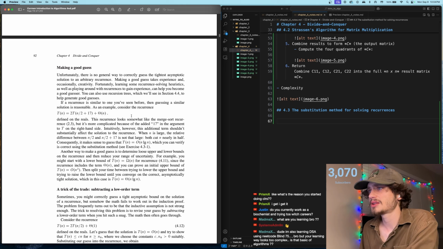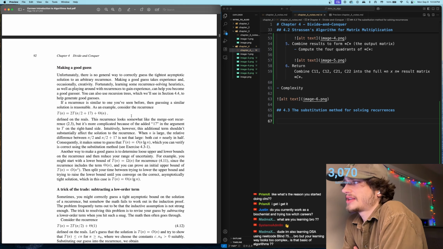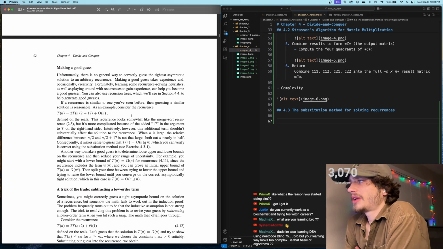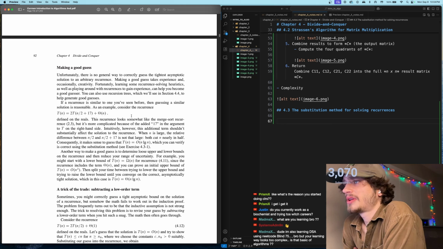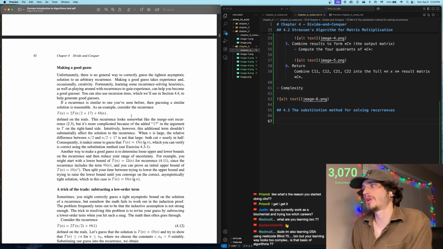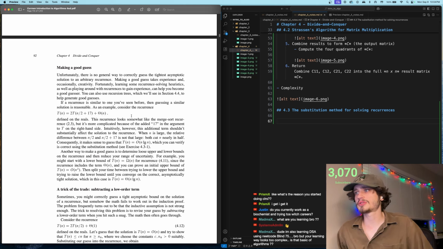Making a good guess. Unfortunately, there is no general way to correctly guess the tightest asymptotic solution to an arbitrary recurrence. Making a good guess takes experience and occasionally creativity. Fortunately, learning some recurrence solving heuristics as well as playing around with recurrences to gain experience can help you become a good guesser. You can also use recursion trees, which we'll see in section 4.4, to help generate good guesses. If a recurrence is similar to one you've seen before, then guessing a similar solution is reasonable.